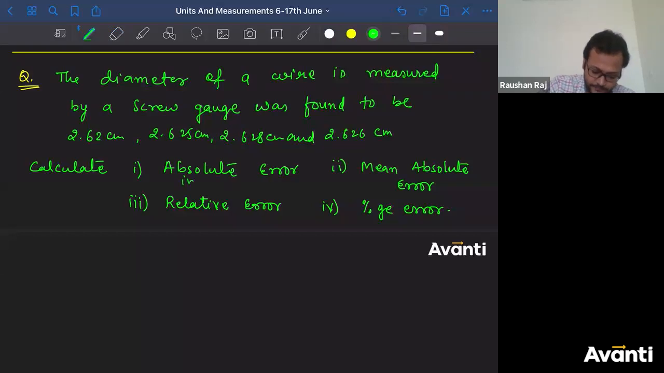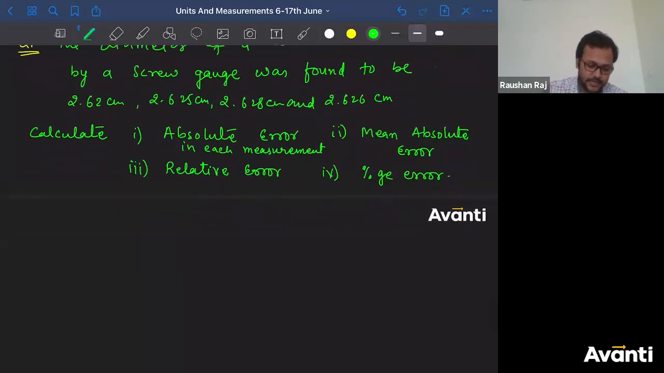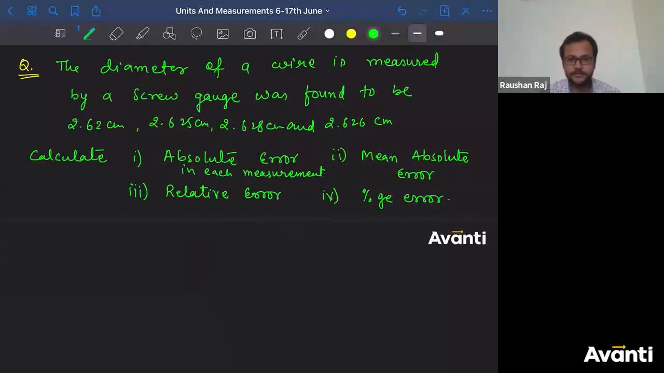Absolute error in each measurement. In each measurement. Come on, guys. What will be the absolute error in each measurement? Gaurav, yeah, that is the question. What is the true value? But few of you have answered already. Mean error is this and that. See, simple सी बात है, देखो.